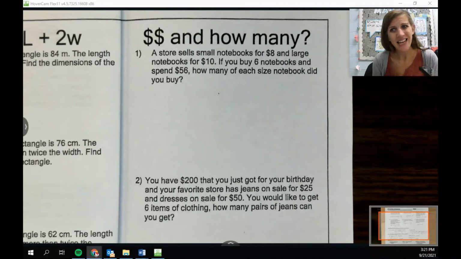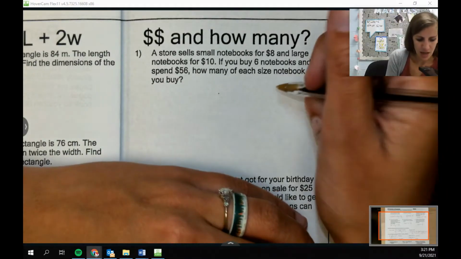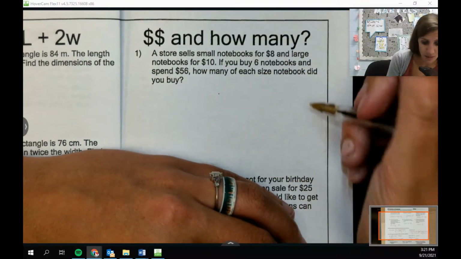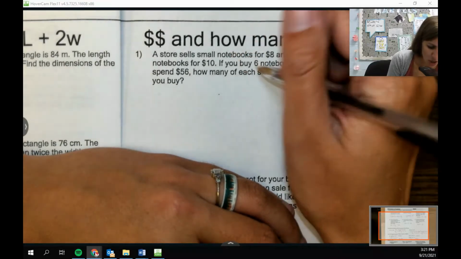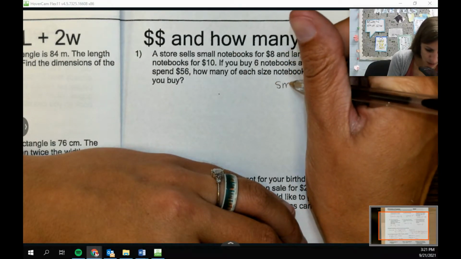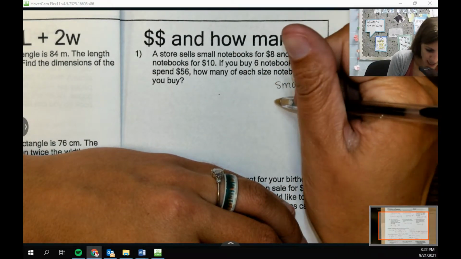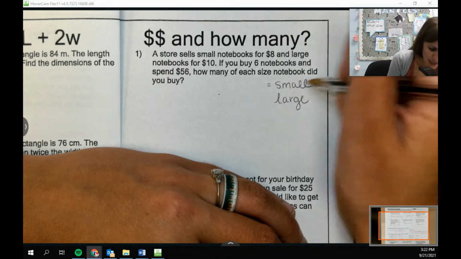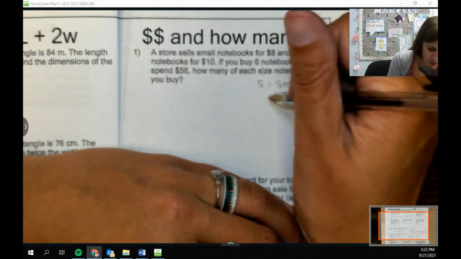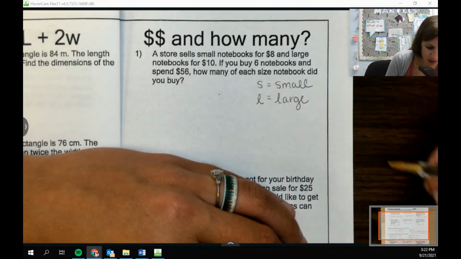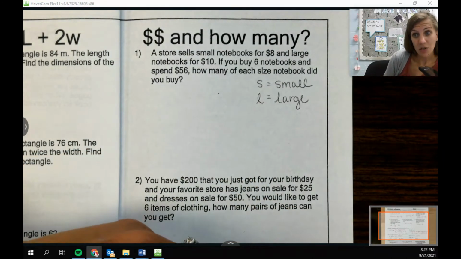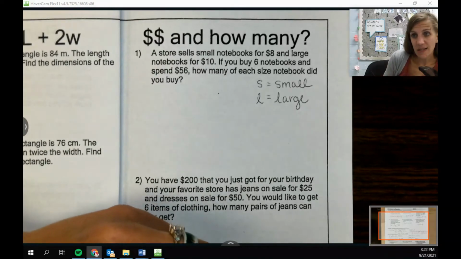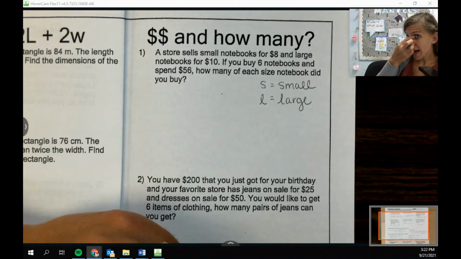So the thing that I don't know here is going to be my variable. And I don't know how many small notebooks and how many large notebooks. So we might decide right now that S is going to stand for small notebooks and fancy L is going to stand for large notebooks. And those are the things that I don't know because that's what they're asking me.